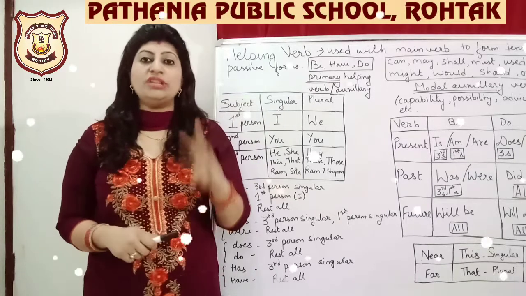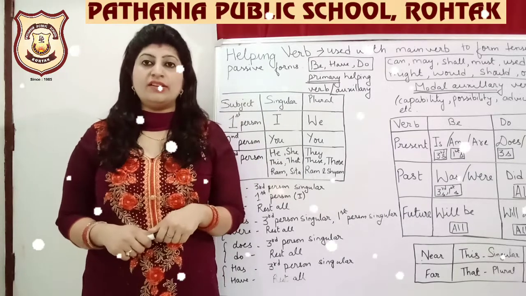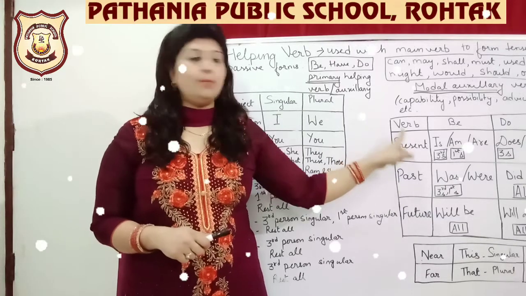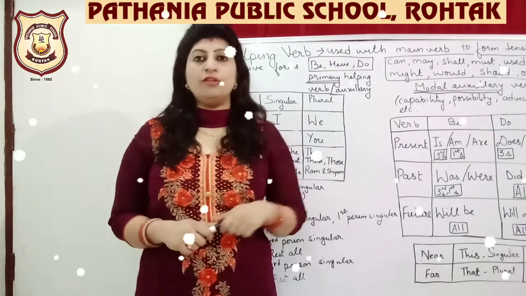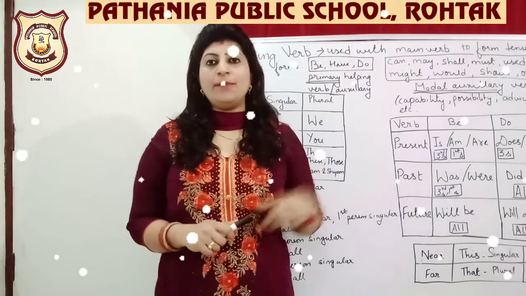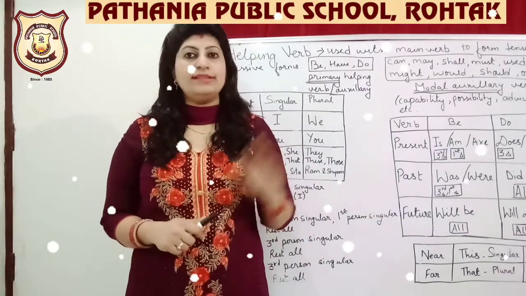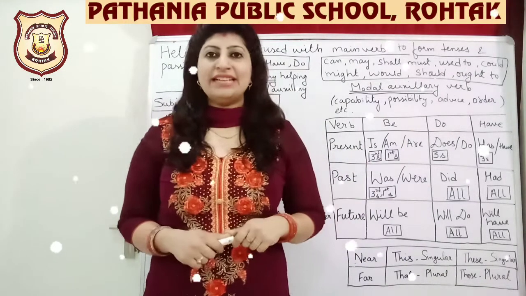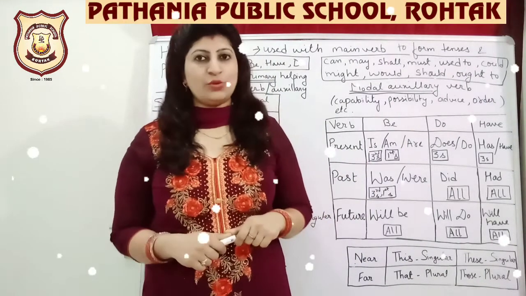Now we will move to the third step. What is our third step? The third step is this chart. That is the verb be, do and have form. So this particular be, do and have I am going to explain to you separately. Be, do and have, let us understand it with the help of a story.